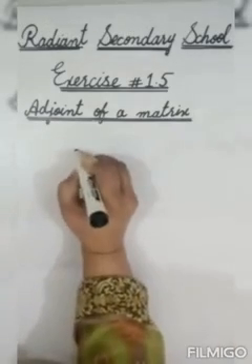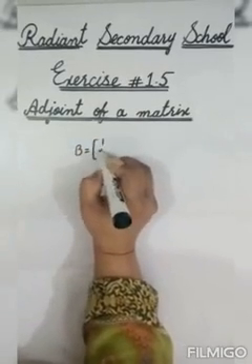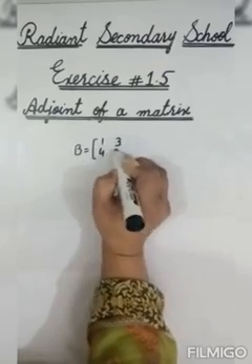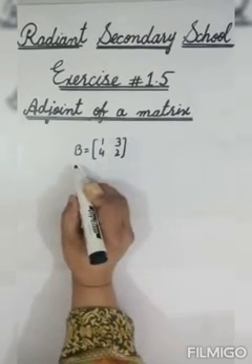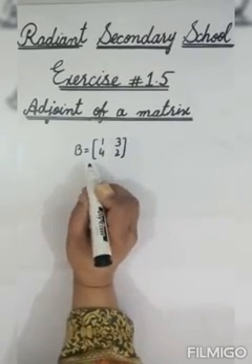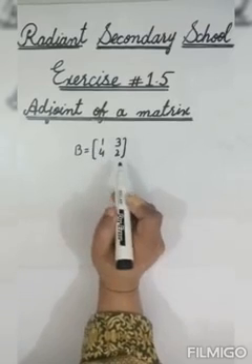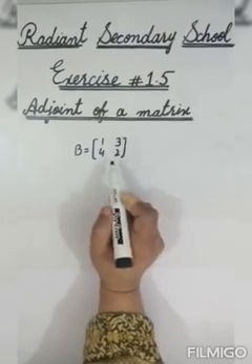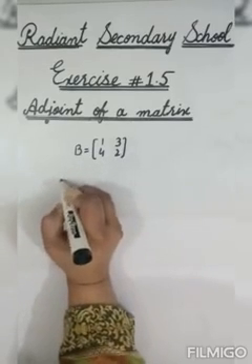Now the next topic is adjoint of a matrix. For finding the adjoint of a matrix, I have a matrix B which is equal to 1 4 3 2. The adjoint of a square matrix B is obtained by interchanging the diagonal entries and changing the sign of the other entries. Square matrix means the number of rows should be equal to the number of columns. So how can we find the adjoint of a matrix?